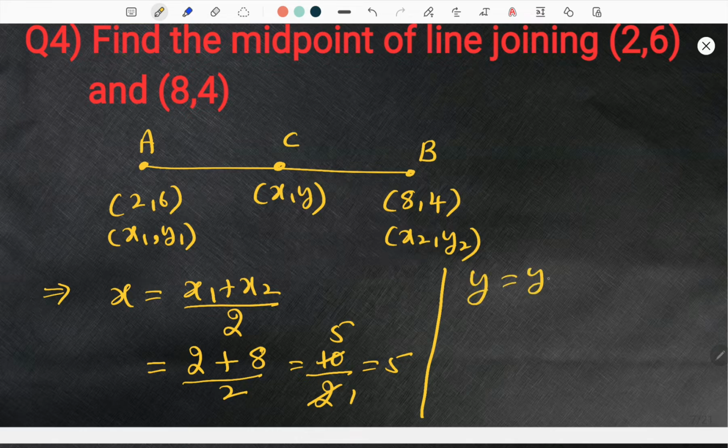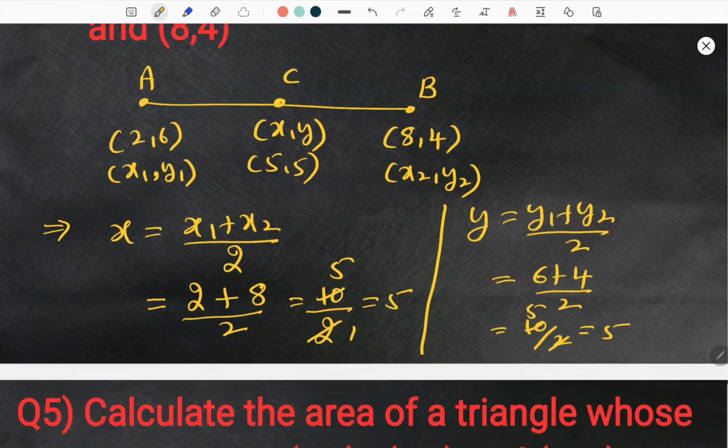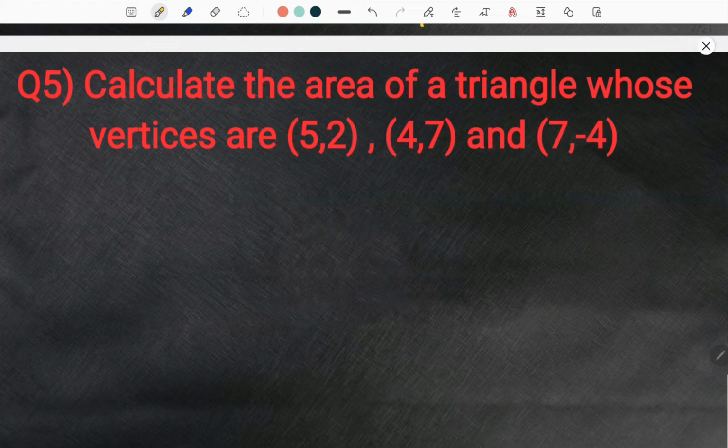Similarly, y is equal to y1 plus y2 divided by 2. What is y1 plus y2? That is 6 plus 4. 6 plus 4 divided by 2. That is 10 divided by 2. 2 fives are 10. So we get y is equal to 5. So these coordinates are 5 comma 5. All right, fine then. Moving forward to the next question.